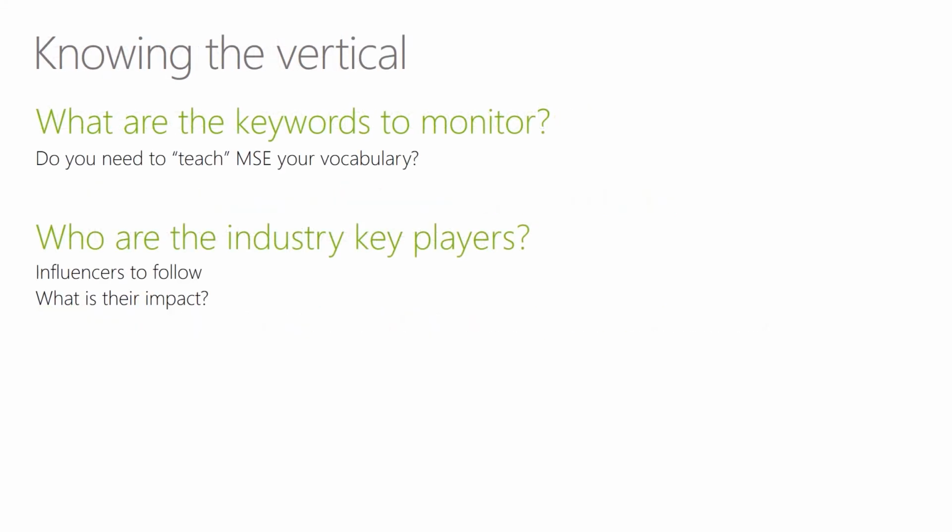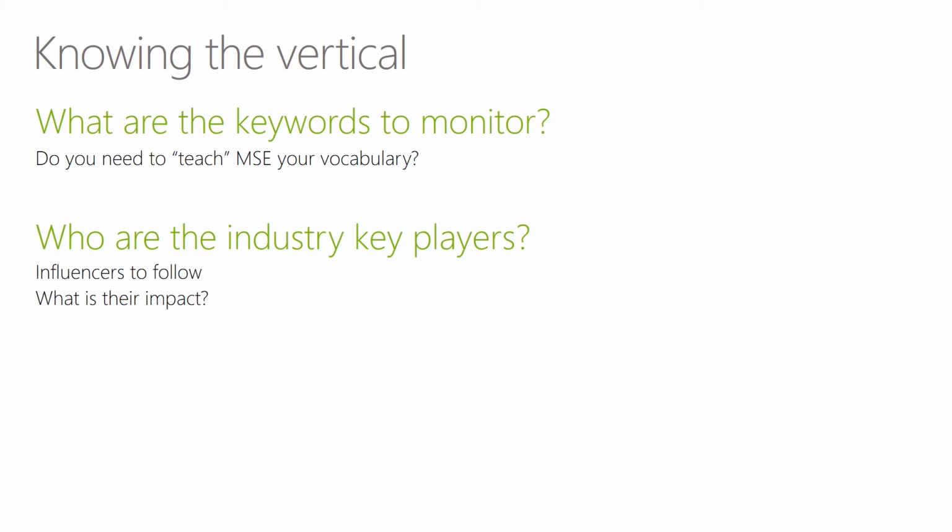So knowing the vertical is important. What are the key words to monitor? What means something different in my organization versus your organization? Do we need to utilize the machine learning we have available to teach our specific vocabulary to social engagement so it can accurately monitor that sentiment and send us the alerts and notifications?